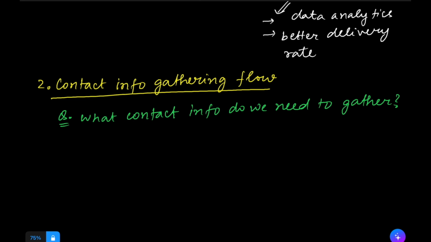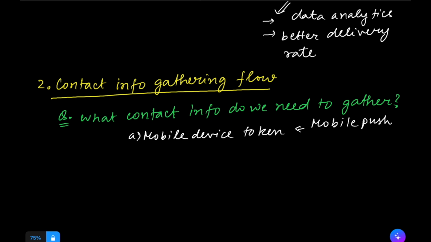So basically, to send a notification to a mobile device, or in the format of SMS or email, what information do we need? Suppose this is a push notification from an application. For that we require a mobile device token ID for a mobile push notification. Let's say for a laptop or a desktop, whatever device we are using, we require its token ID to send the notification to that particular device. So this is a mobile push notification.